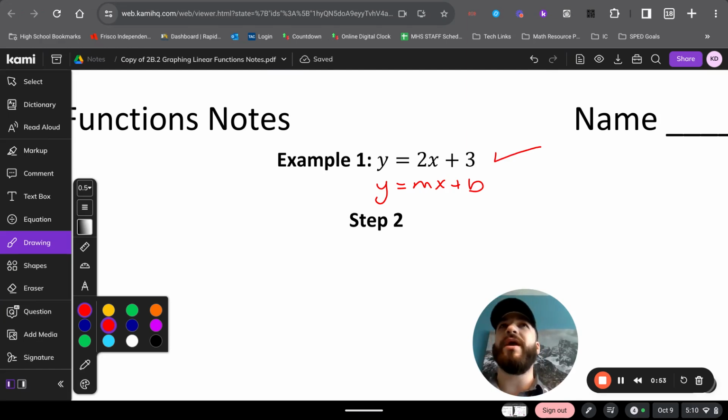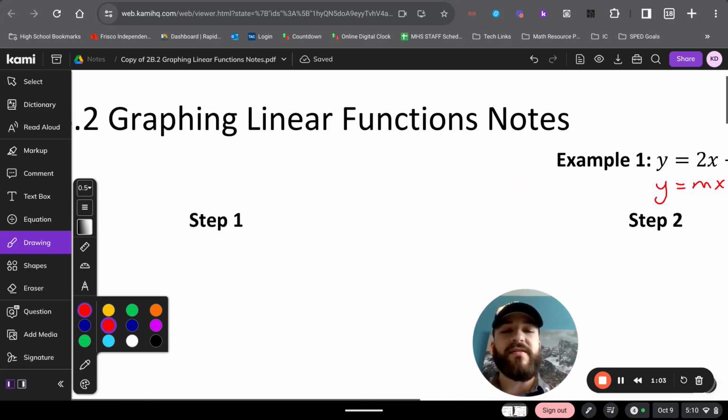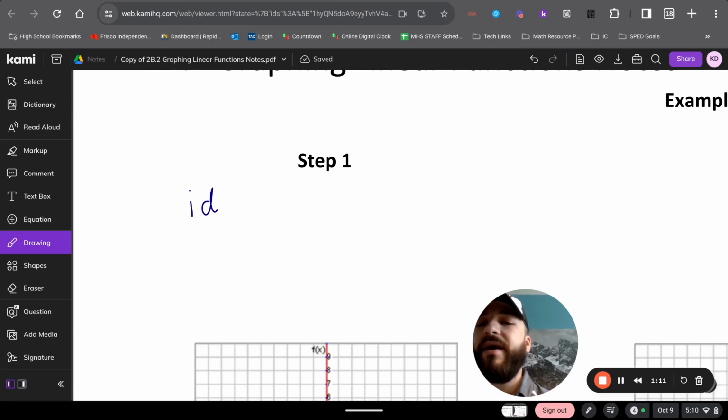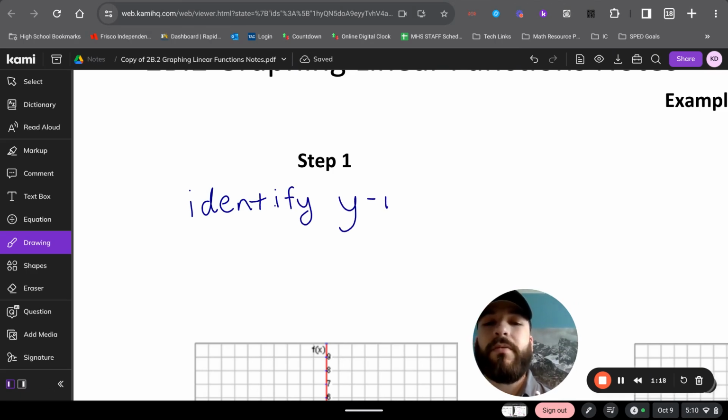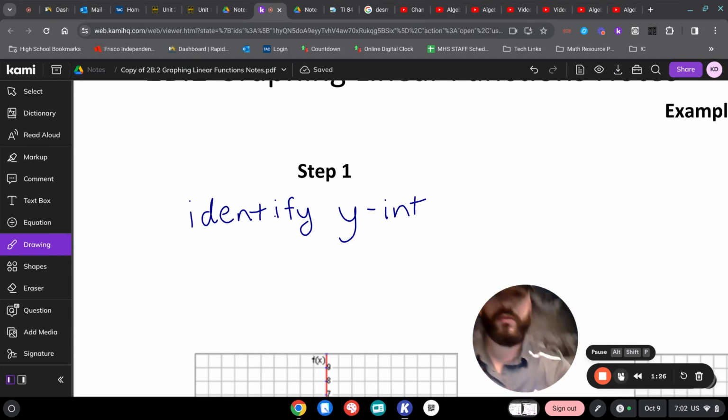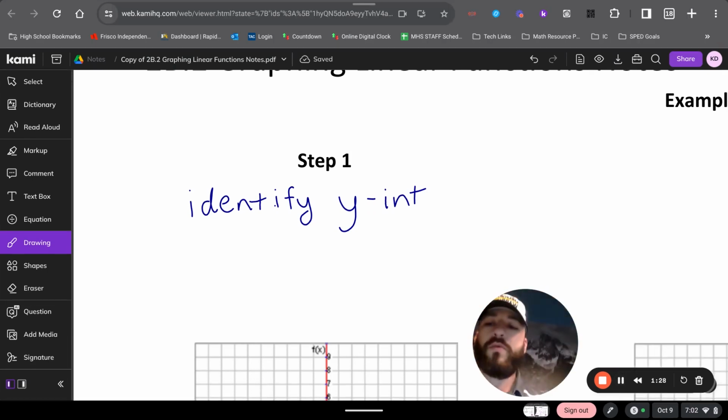So before we can do anything else, it's not even really a graphing step. It's more of a "I have to have it to be able to graph" step. We want to make sure it's in y equals mx plus b. So if it's in y equals mx plus b, then we're going to go ahead and head to step 1. And step 1 is always going to be to identify our y-intercept, which is, of course, our b value.